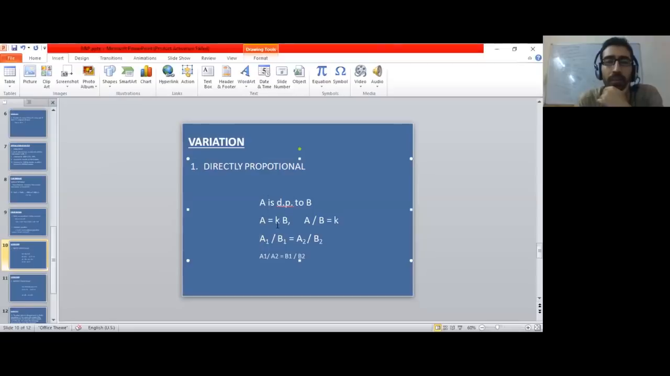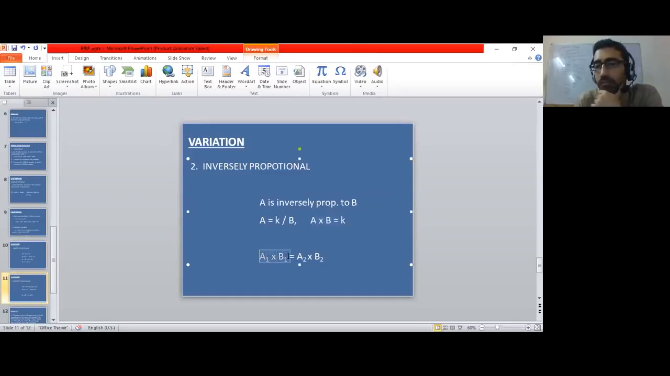And of course, when two quantities are proportional to each other, the ratios in two instances of one of the variables will be equal to the ratio of the other variable in the two instances. They have to be equal. Whereas when A is inversely proportional to B, it means A is equal to some constant divided by B, which means the product of those two variables A and B is going to be a constant.